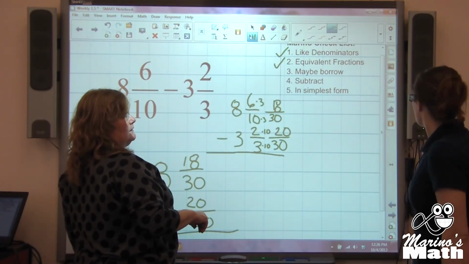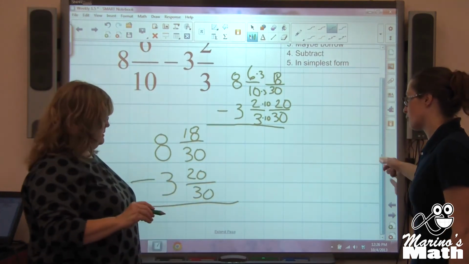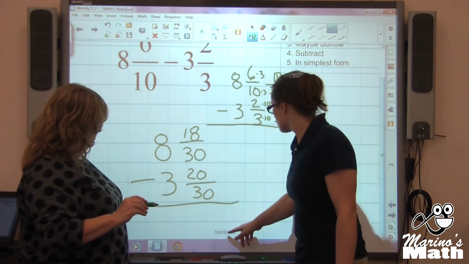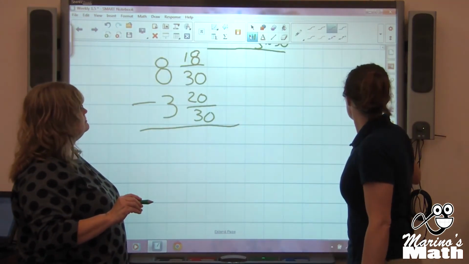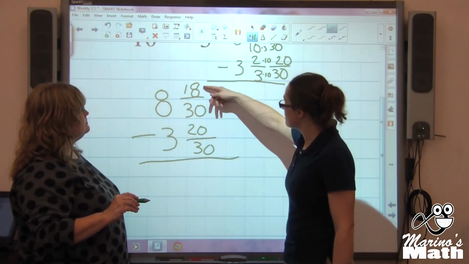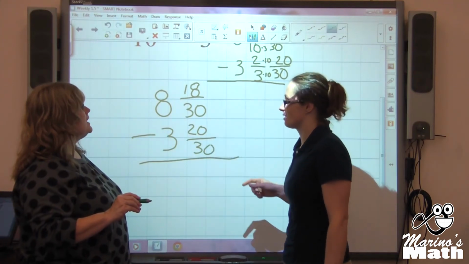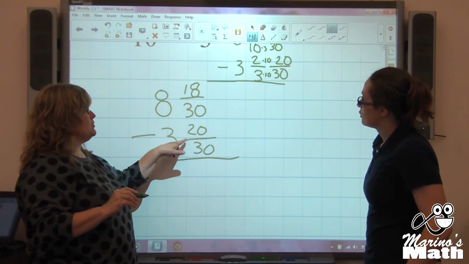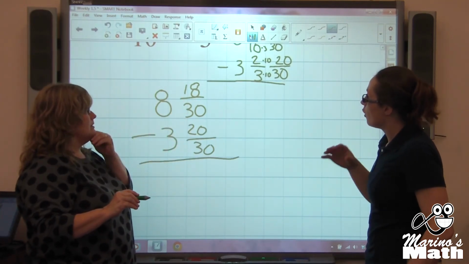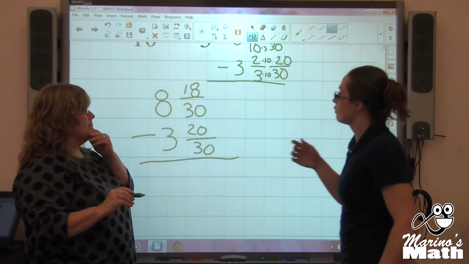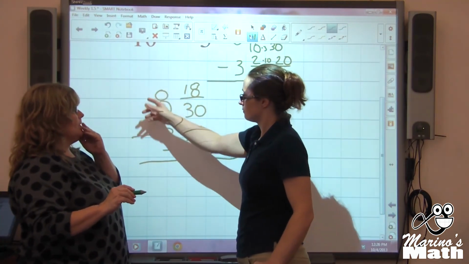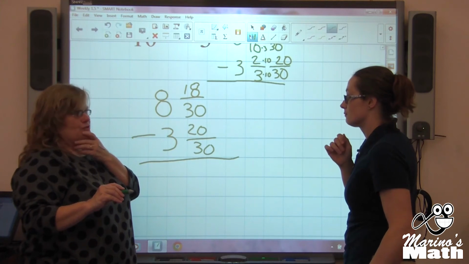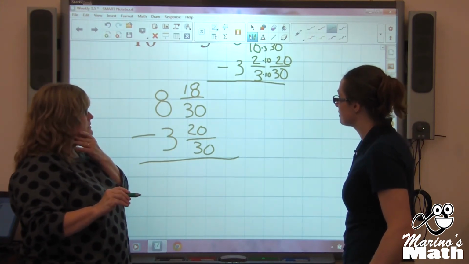Maybe borrow, what's that mean? All right, so let's look at this. Remember how I said the first one we didn't need to borrow, but for the second one we needed to? Our problem here is that 18 minus 20 doesn't really work out. We can't take 20 away from 18. This fraction is actually bigger than that fraction. So we need to borrow from our whole. Well, that's what we would do if we were just subtracting integers from each other. That's exactly true, so it works exactly the same way.